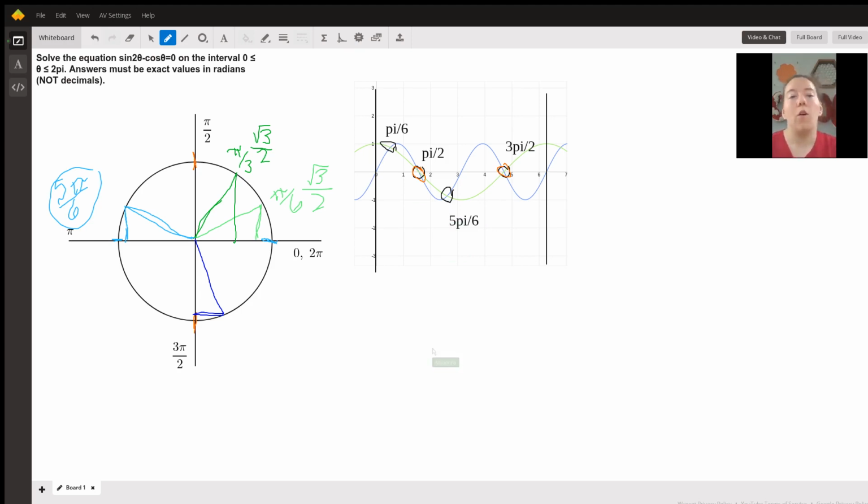And there you have all the 4 answers for the equation sine of 2 theta minus cosine of theta equals 0 on the interval from 0 to 2 pi.